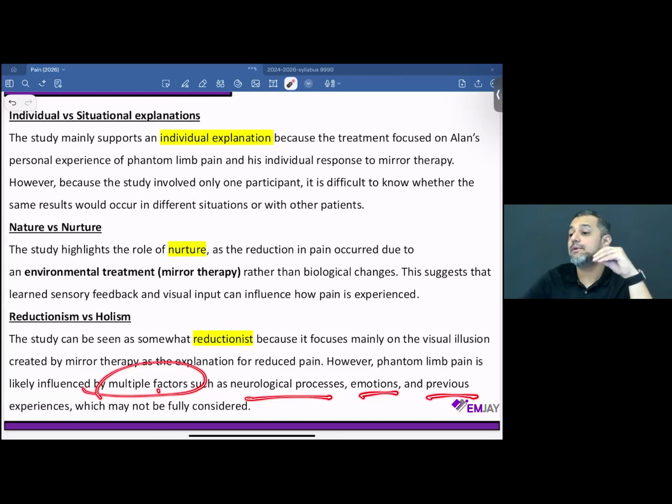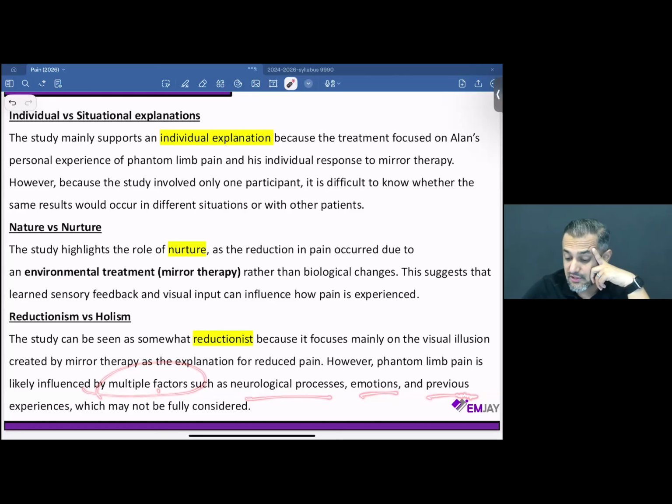Any study or any theory is reductionist when you are over-emphasizing, over-relying, over-focusing on one particular factor, while neglecting all the alternative explanations or all the alternative methods or explanations in this case. There could be multiple factors that play a crucial role. Neurological processes, emotions, or the previous experiences that you've had.